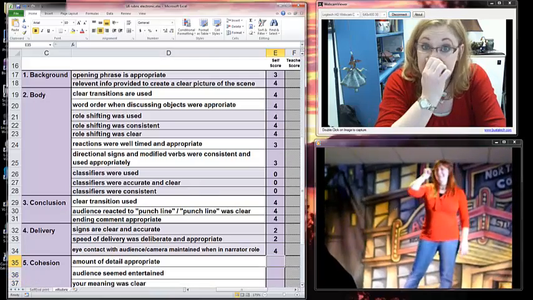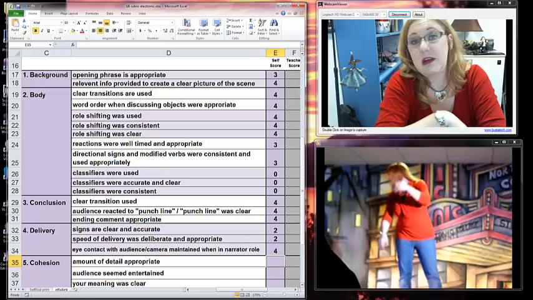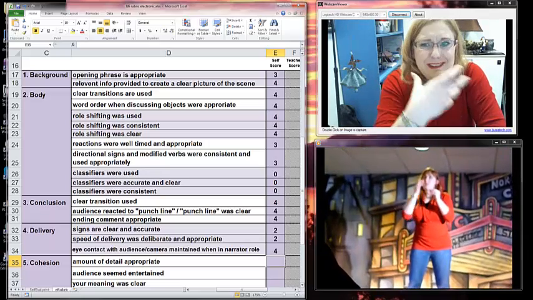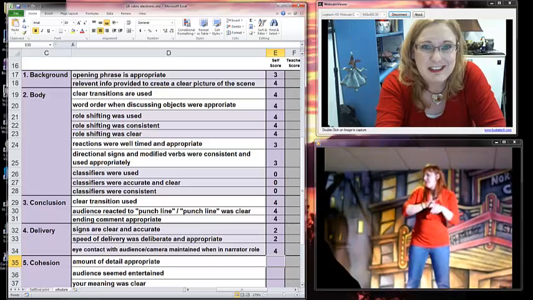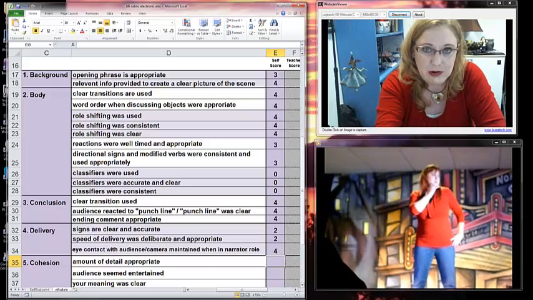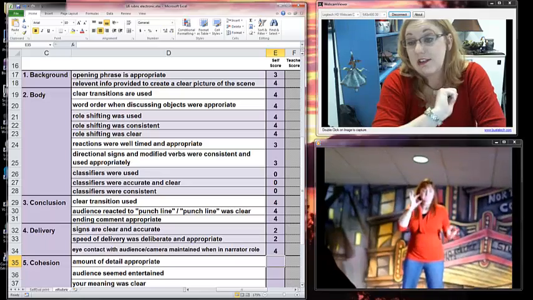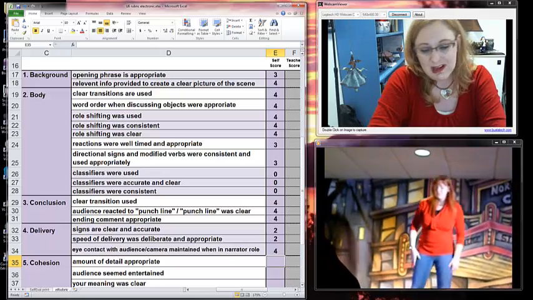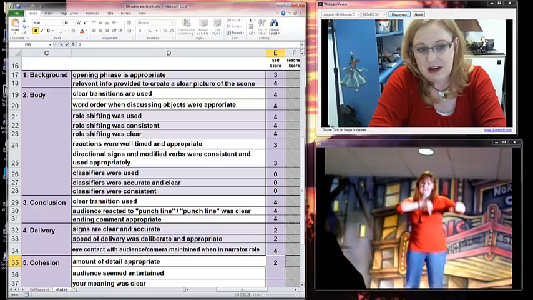Overall, the amount of detail was appropriate for people to understand what was going on. Was it visual, was it entertaining? No, I was just telling the story. I wasn't showing the story. Okay, because I know that I did this story again later and it was a lot more visual, I'm going to say 2 out of 4.